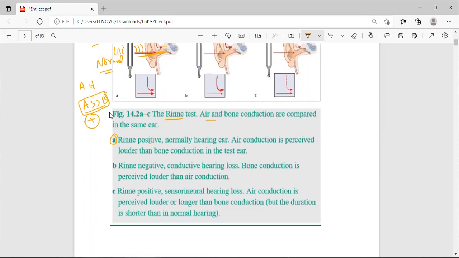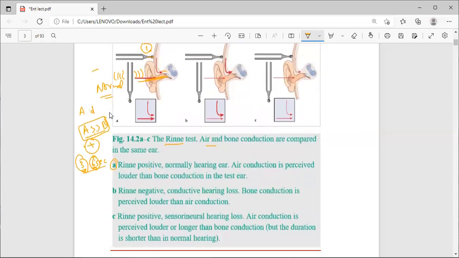So normally what happens is air conduction is double the duration of the bone conduction. Suppose the bone conduction was 3 seconds, so the air conduction will be 6 seconds. You will hear the tuning fork conveyed through air for 6 seconds, double the duration of the bone conduction. Now, moving forward is the Rinne negative.